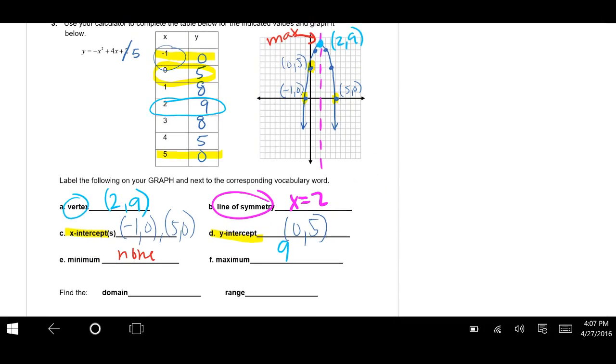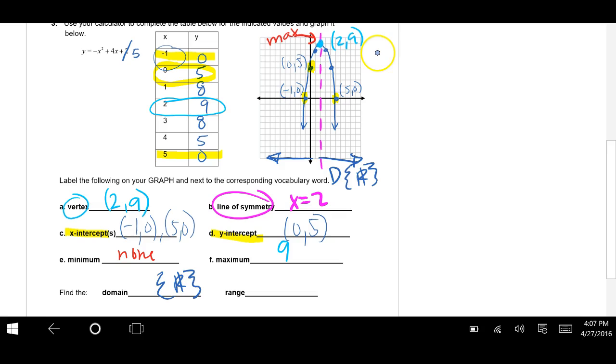Okay, so now domain. First we say, does it go left forever and ever? And yes, it does. Does it go right forever and ever? Yes, it does. So the domain is all real numbers. And the nice thing is that all parabolas are going to be all real numbers for the domain.